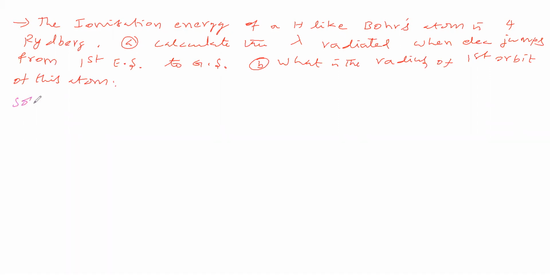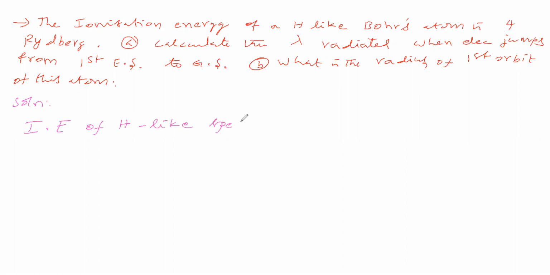Now we'll go for the solution. See, the ionization energy of a hydrogen-like Bohr's atom, which may be He plus or Li2 plus or anything, is 4 Rydberg. So the ionization energy of the hydrogen-like species is 4 Rydberg.